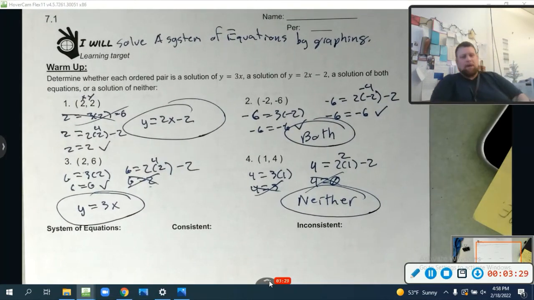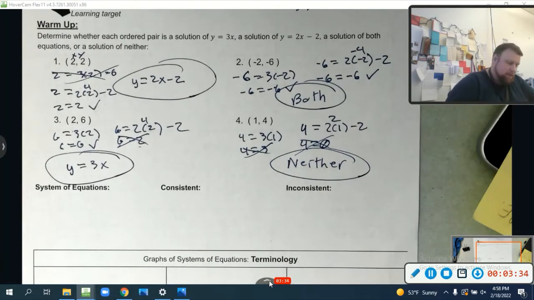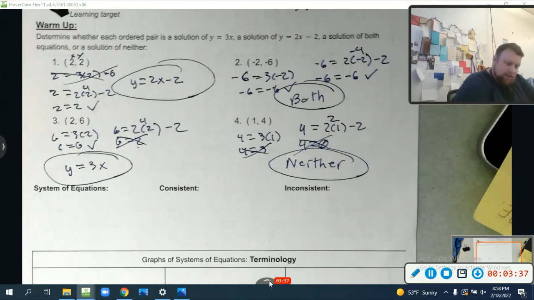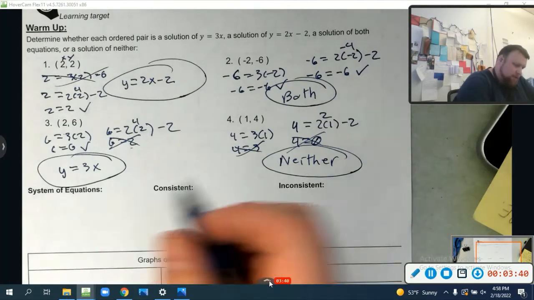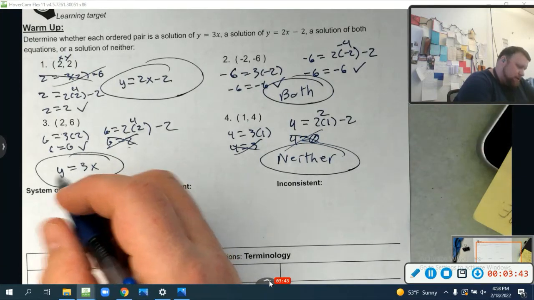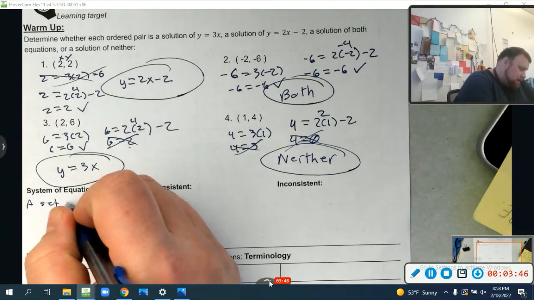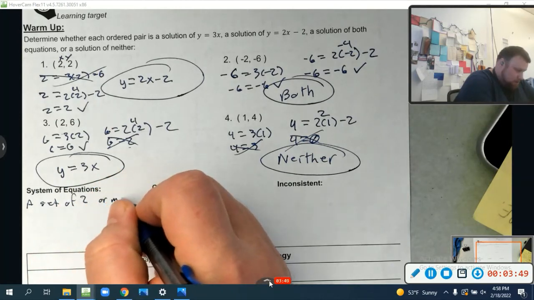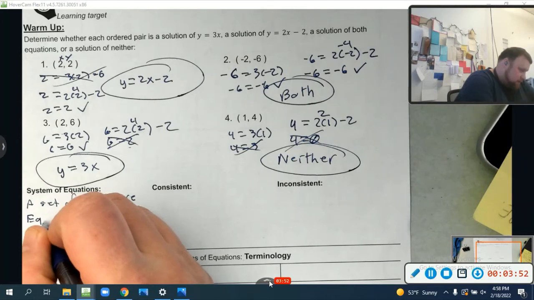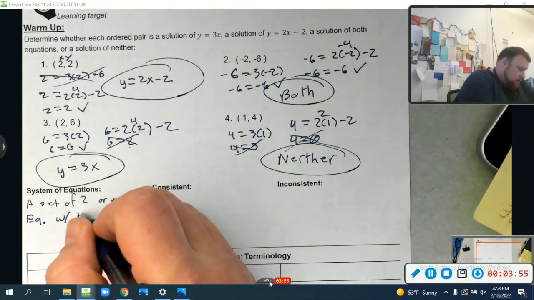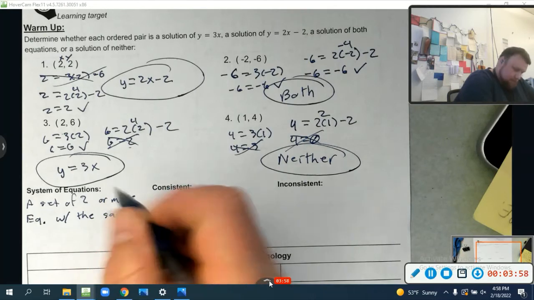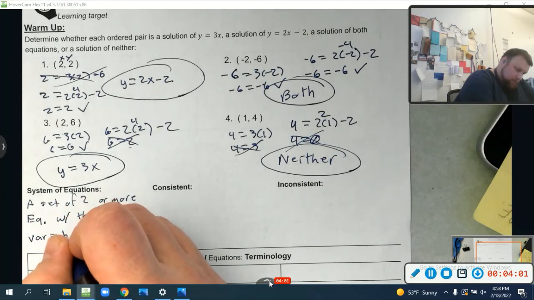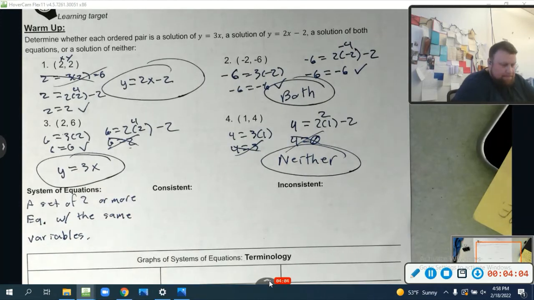Okay? All right. It's that time. We're going to write down some definitions, so just hang with me. I didn't give you tons of room, but hopefully this is enough. I tried to adjust it accordingly so you guys would have enough room. For systems of equations, that is a set of 2 or more equations with the same variables. So a system of equations is a set of 2 or more equations with the same variables.